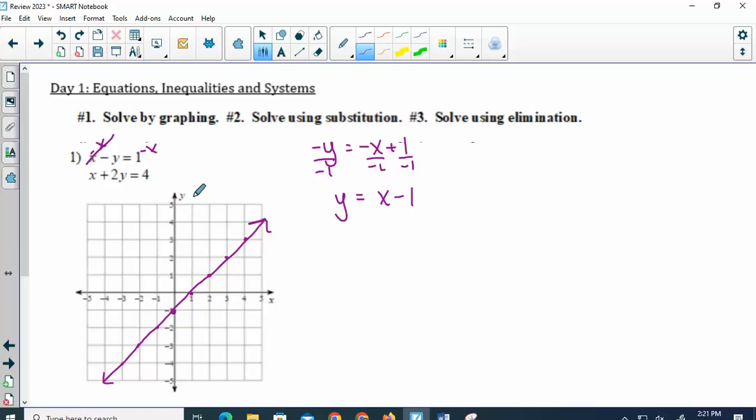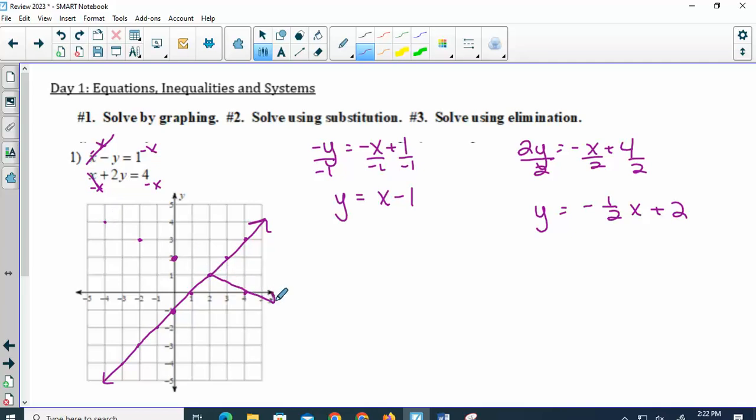So the second one, if I want to get the y by itself, what do we do? So 2y equals negative x plus 4. Divide everything by 2. So we get negative 1/2 x plus 2. So y-intercept is 2. We go down 1, right 2. Or you could go up 1 and left 2.